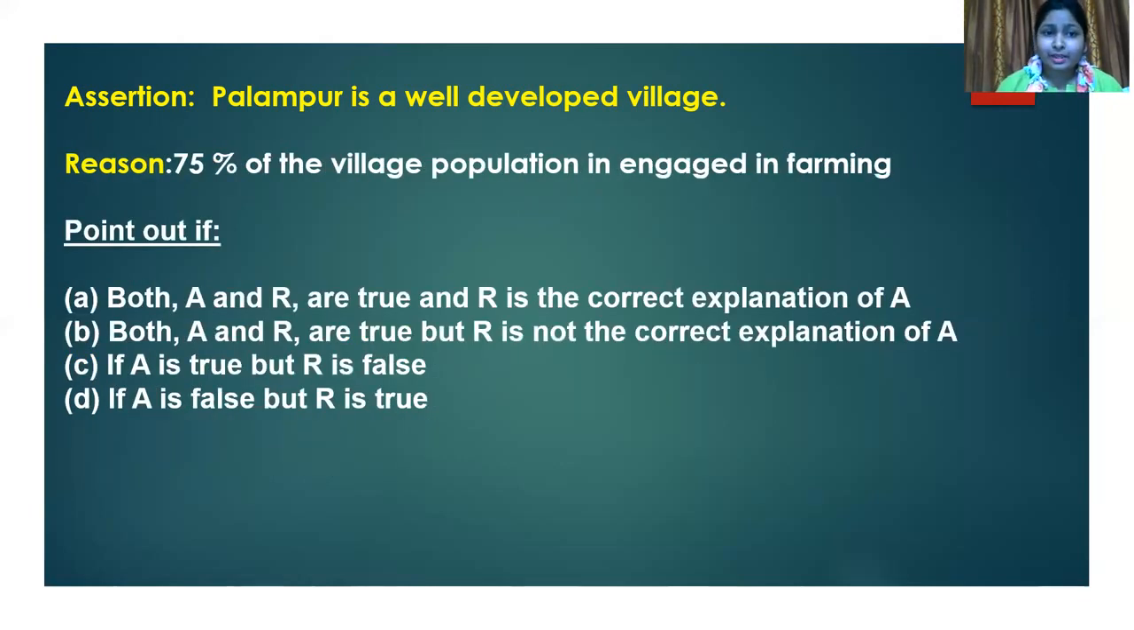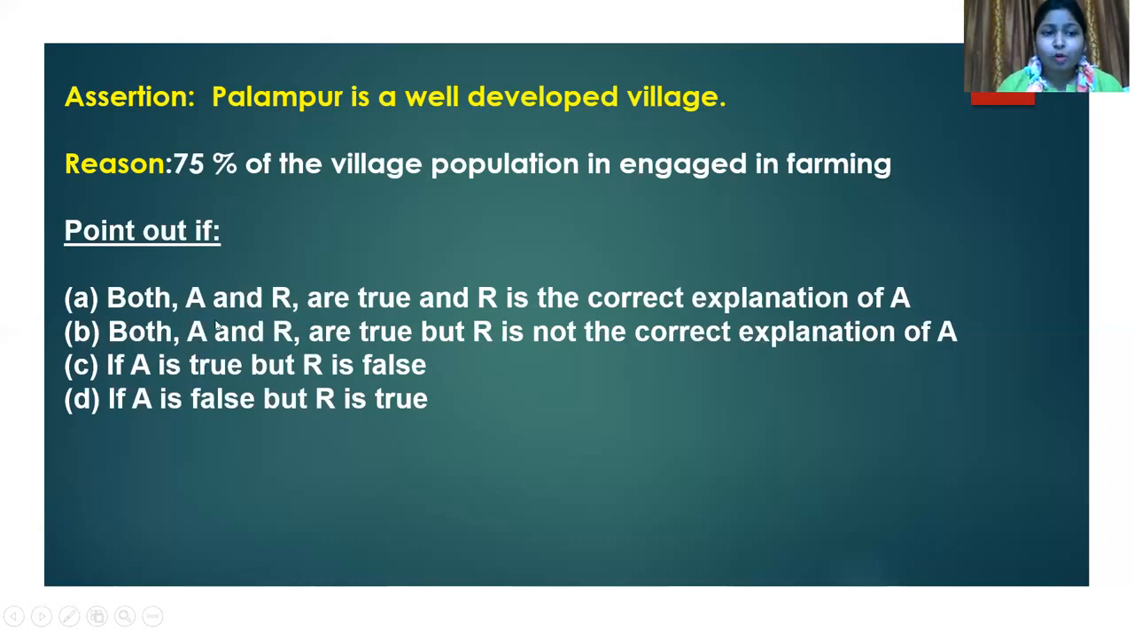The assertion states that Palampur is a well-developed village, and the reason is that 75% of the village population is engaged in farming. We should think about it, because the first statement is completely right, but the reason is that 75% of the population is engaged in farming. It is nowhere telling about the development of the village; rather, it is sharing other information. In that case, option 1 is incorrect, because both A and R are true, but R is not the correct explanation of A, right?